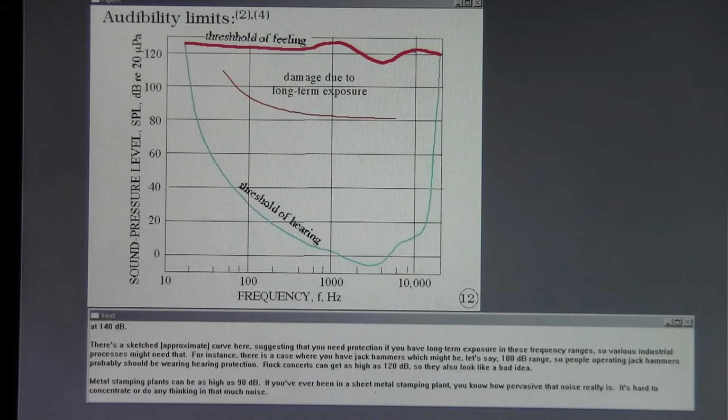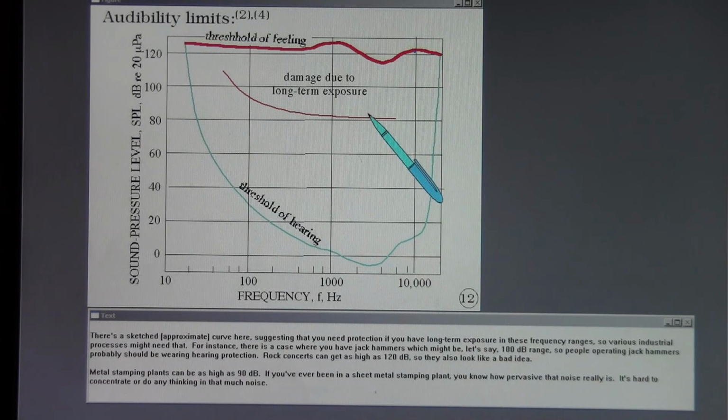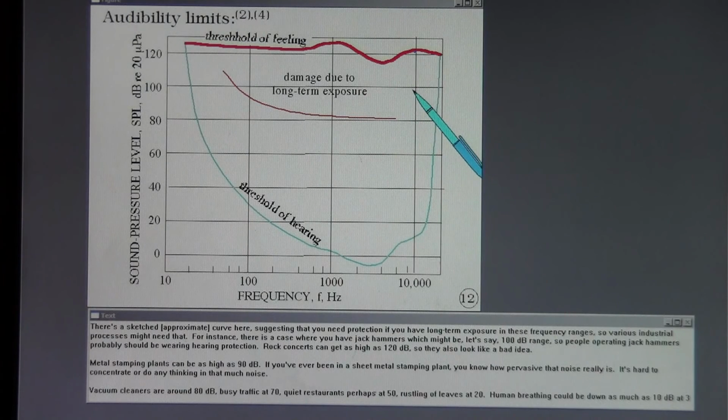For instance, there is a case where you have jackhammers, which might be, let's say, 100 decibel range, so people operating jackhammers probably should be wearing hearing protection. Rock concerts can get as high as 120 decibels, so they also look like a bad idea.